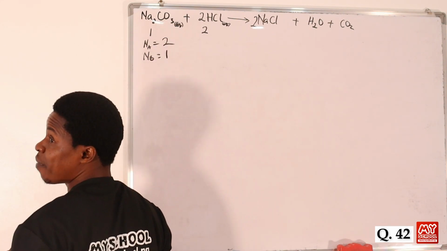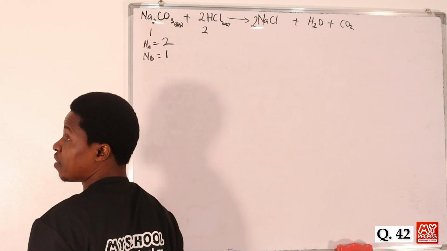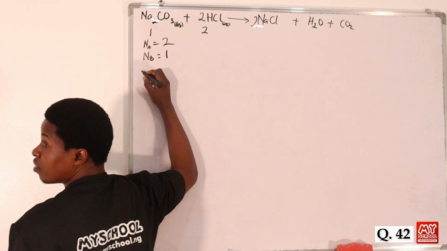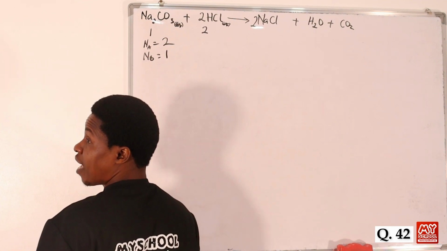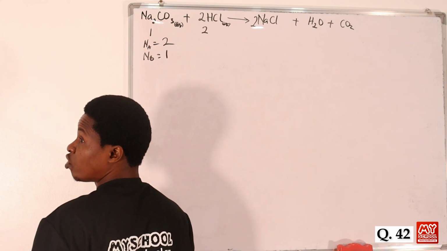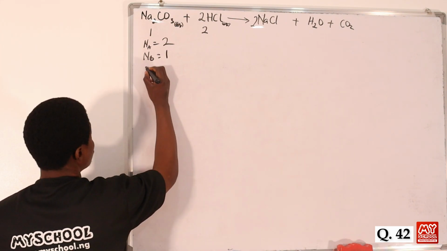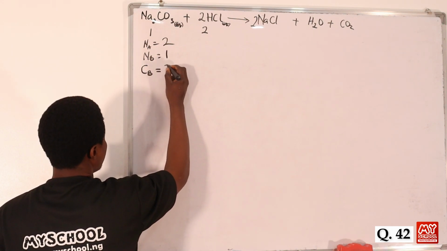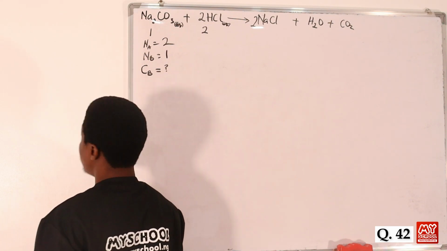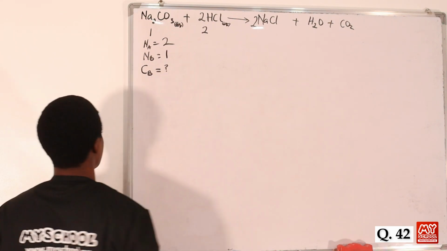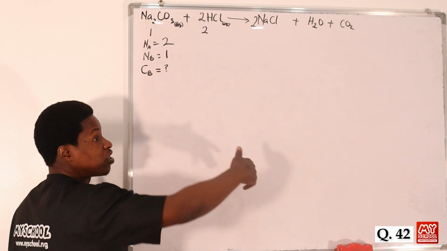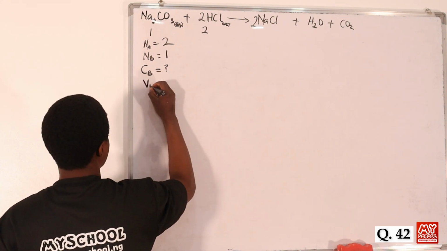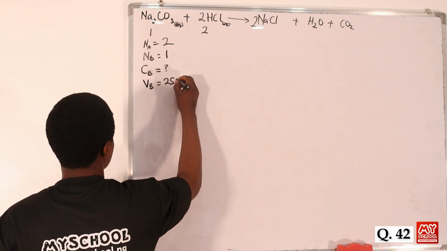So we're told: how many moles of sodium trioxocarbonate(IV) are there in a 25 cm cube solution, which requires 10 cm cube? So for sodium trioxocarbonate(IV), we need the concentration of that base. Because it is in concentration, we get the number of moles, because concentration is number of moles in 1 dm cube. So the volume of base is 25 cm cube.